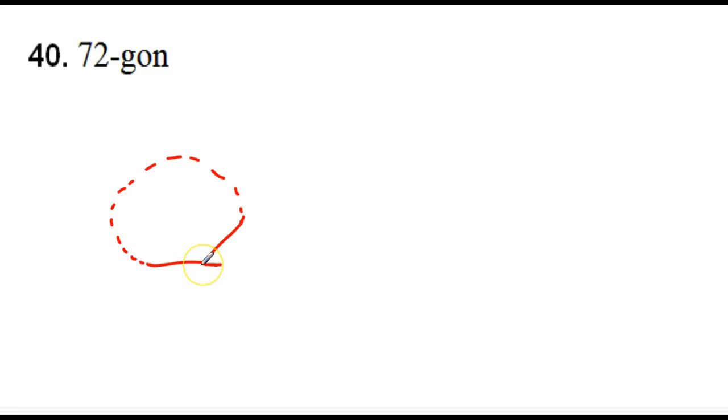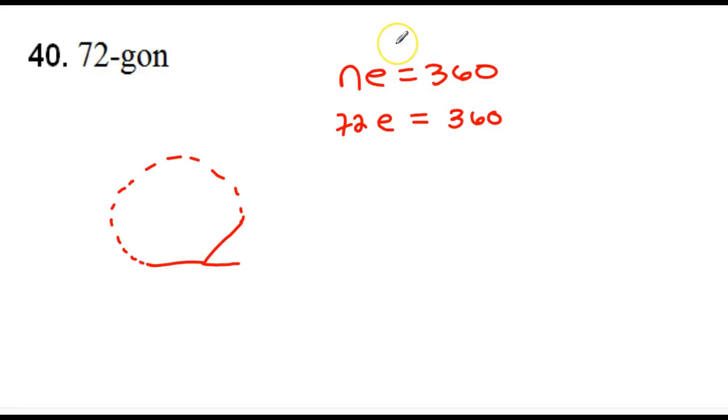Right here is my exterior angle. That's what I want to know. So, once again, since I know it's regular, I can say NE equals 360. I know it has 72 sides. If I times that by E, I will get 360. So 360 divided by 72 gives me 5. So the exterior angle is 5 degrees.